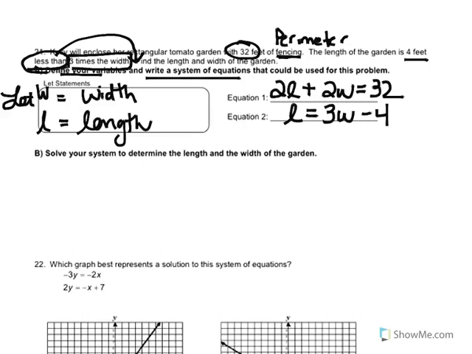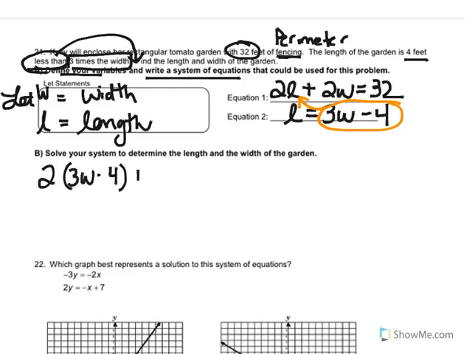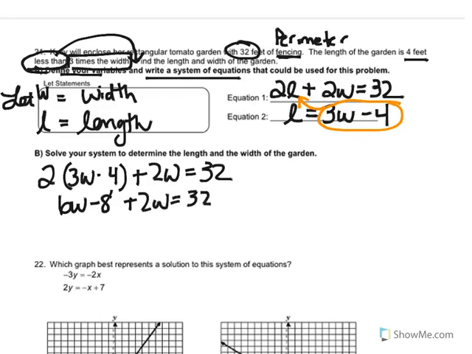Okay, now it says to solve it. Well, since we know that L equals 3W minus 4, how about we use substitution? So we're going to do 2, and instead of L, we're going to put in 3W minus 4, plus 2W equals 32. So we have 6W minus 8, and 6W plus 2W is 8W.